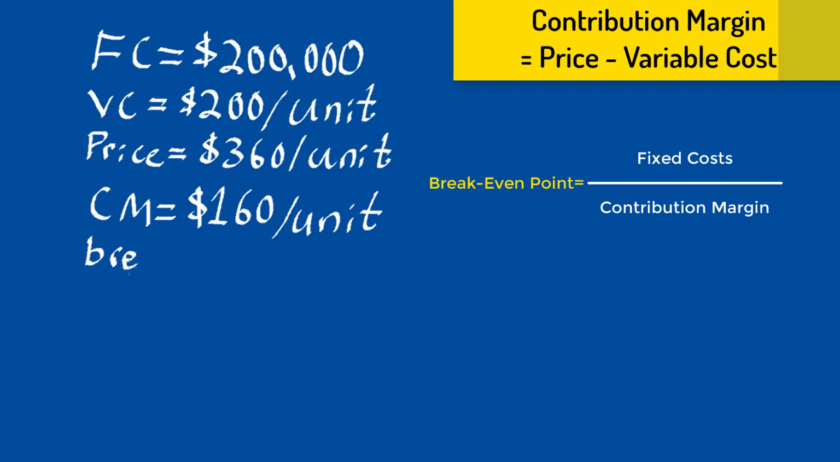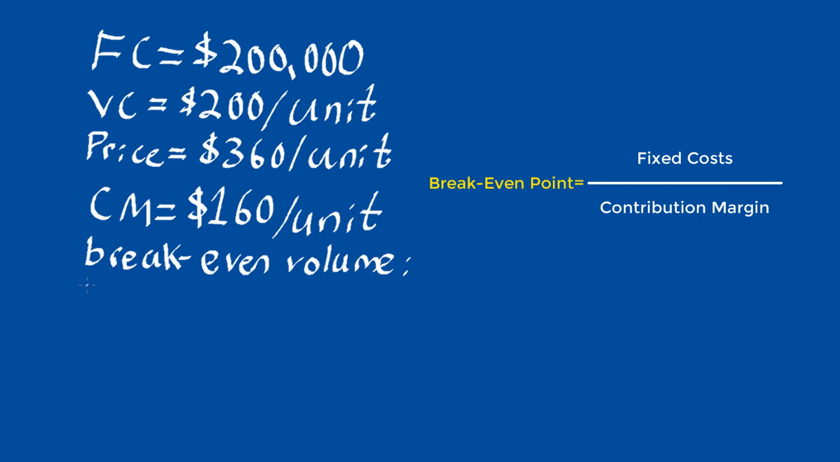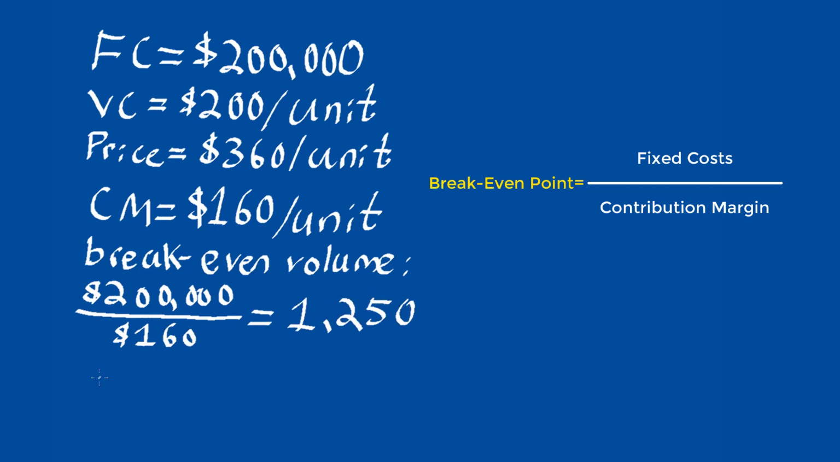Now that you know the degree to which each unit sold helps cover the fixed costs, you can determine the break-even volume, which is $200,000 over $160, giving us a break-even volume of 1,250 units.